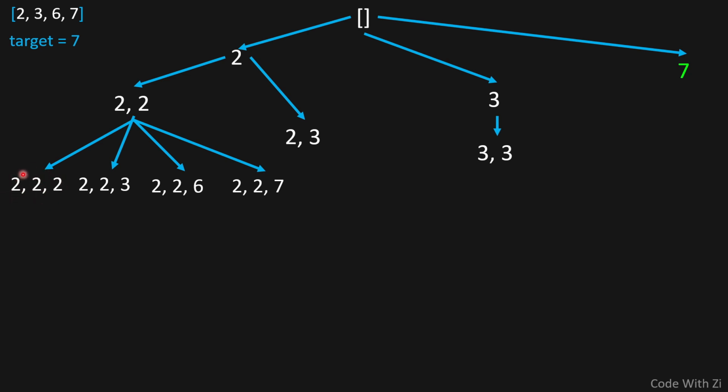Well, the sum of this is going to be 6, and our target is 7. So the sum is smaller than our target, so you have to explore further. If we check this one, 2 plus 2 plus 3 is equal to our target, so this is going to be one of our answers as well.